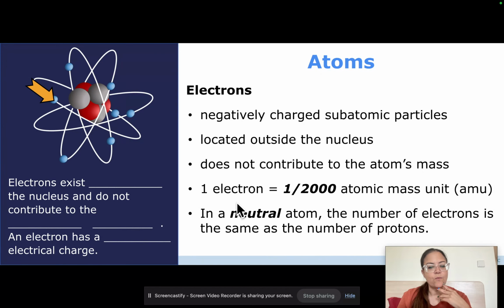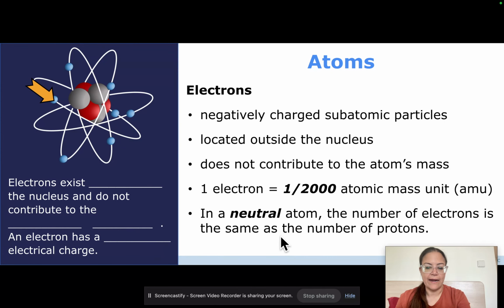Okay, so if you see here, 1 electron equals 1/2000th of 1 atomic mass unit versus our neutrons and protons, which are 1. So you could fit 2,000 electrons and have the same mass as 1 proton. So these are teeny, teeny, teeny tiny. And so they're so small they don't really add to the mass, so we don't worry about them when we calculate the mass of the atom.